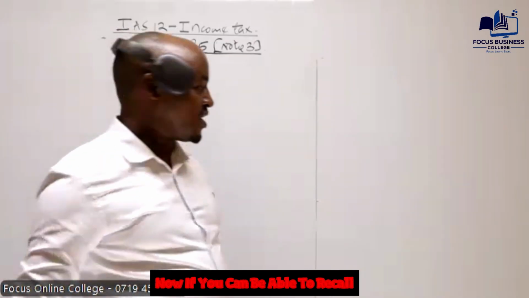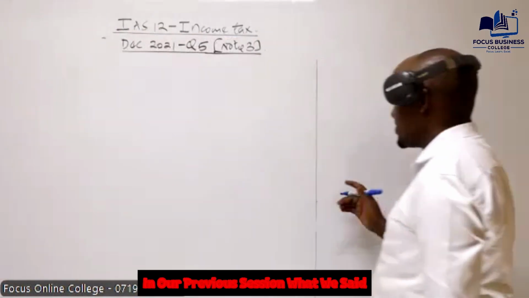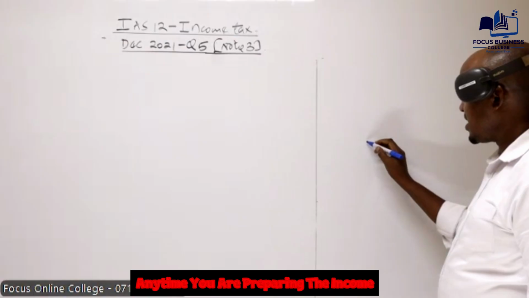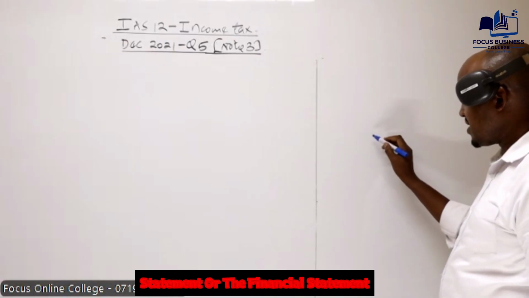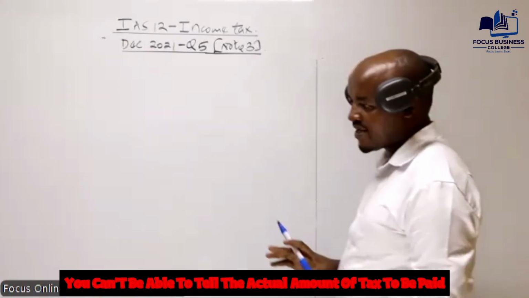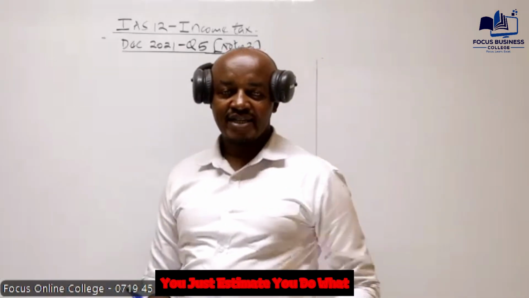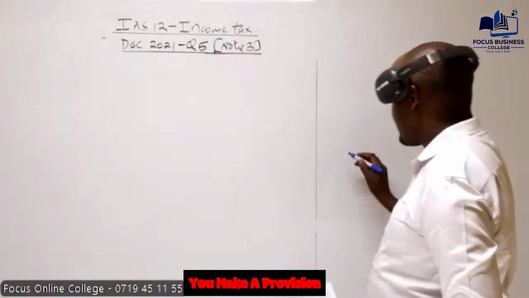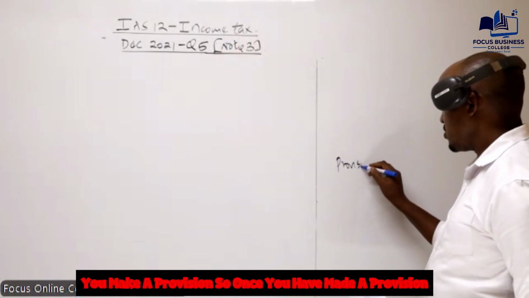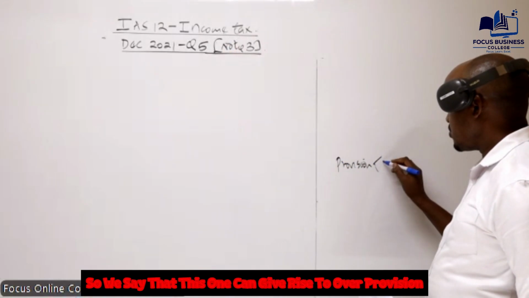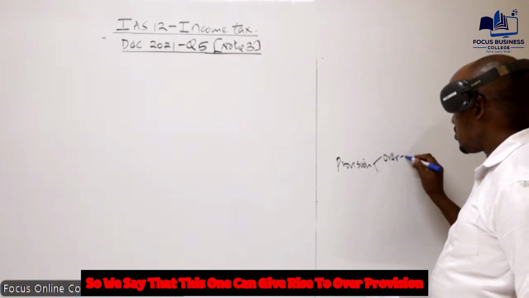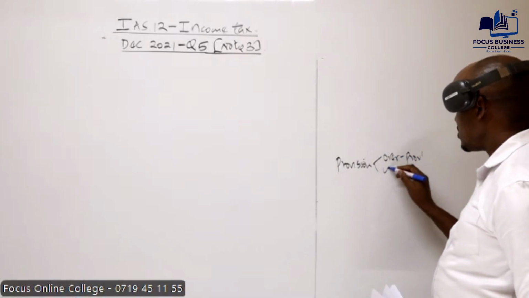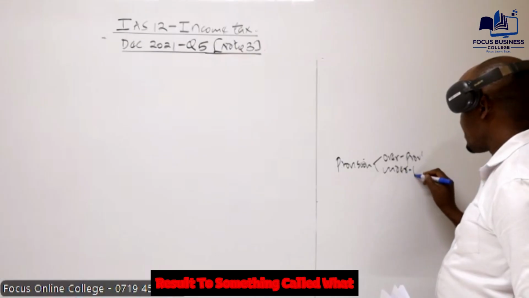Now, if you can recall in our previous session, what we said is that as an accountant, anytime you're preparing the income statement or the financial statement, you can't tell the actual amount of tax to be paid. You just estimate the tax to be paid, and you make a provision. So once you have made a provision, this can give rise to over provision, or basically this can result in something called what?